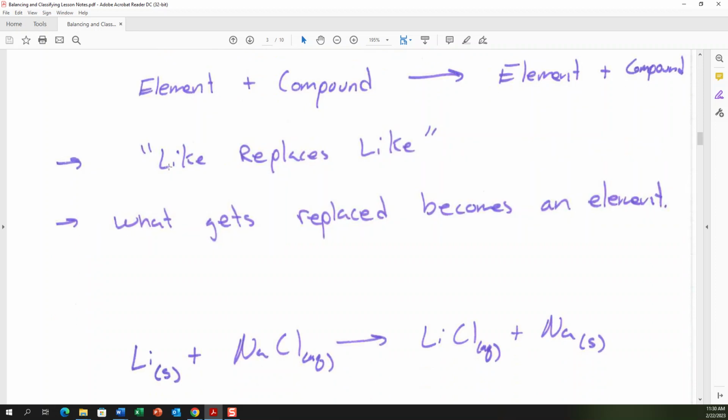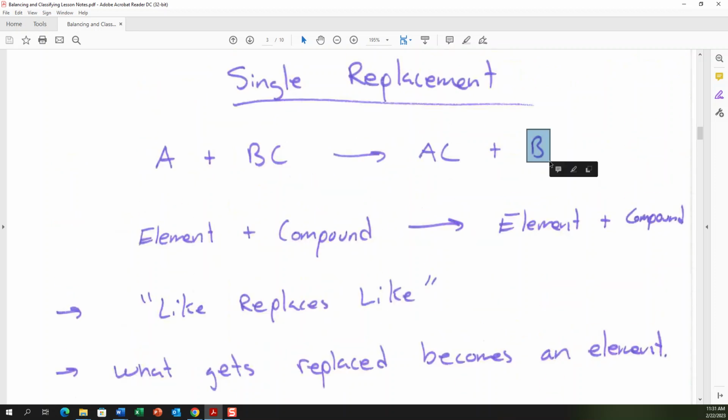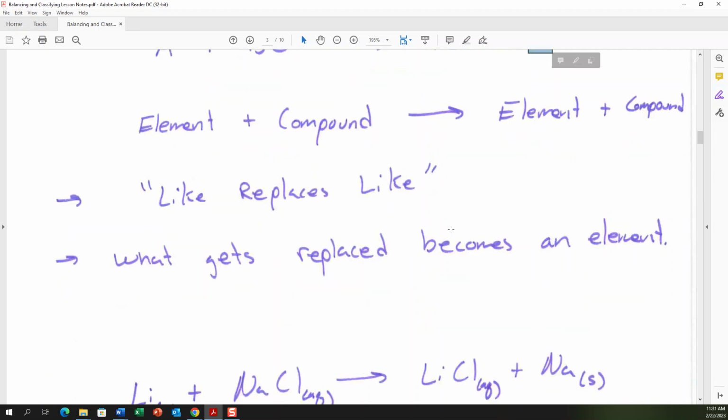And a main thing to note for single replacement reactions, whatever gets replaced, whatever ends up being by itself over here, is in its elemental form. Okay, so A is an element over here, but in this compound, it's most likely an ion, right? B is an ion over here, probably, because it's in a compound, probably an ionic compound. But B over here is not B in its ion form, it would be B back into its elemental neutral form. Okay, so whatever gets replaced is now in its elemental state. That's going to be key.